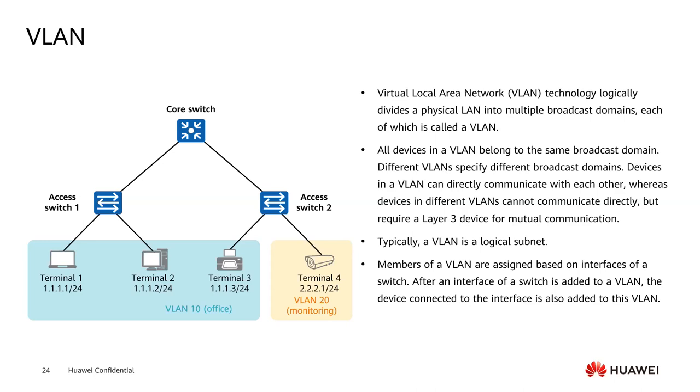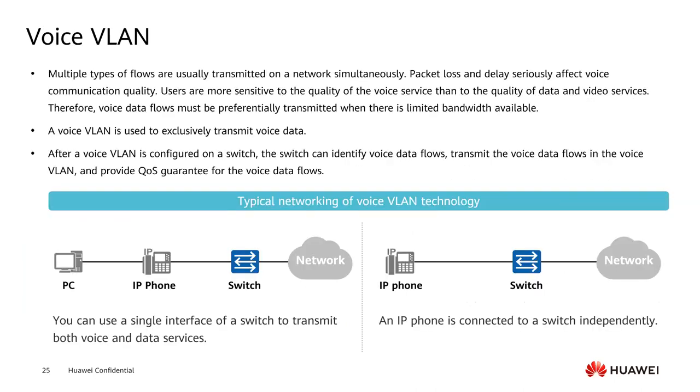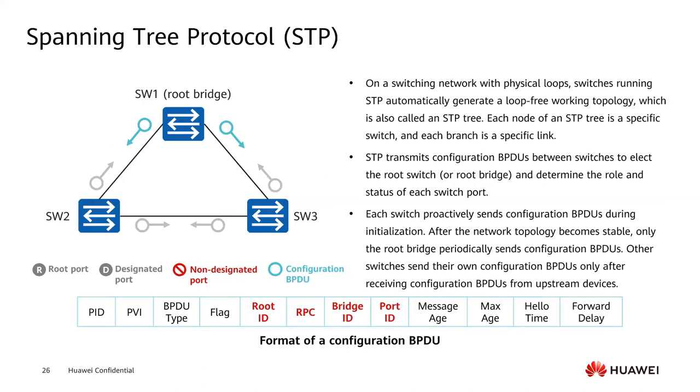And for the layer two technology, we have VLAN, the voice VLAN technologies, which is for the IP phone. We can perform different service for the IP phone. And the spanning tree protocol, which is used to avoid layer two loops in our layer two networks.